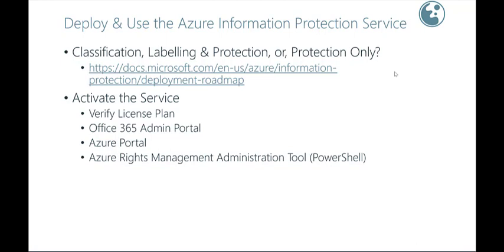Azure Information Protection Plan is also included in the Enterprise Mobility plus Security license suite. So if you have EMS E3, then you also have Azure Information Protection Plan 1. And if you have EMS E5, then you have Azure Information Protection Plan 2. So you can activate that service in the Office 365 admin portal, or you can activate it in the Azure portal. You can also use Azure Rights Management Administration tool in PowerShell to activate the service.